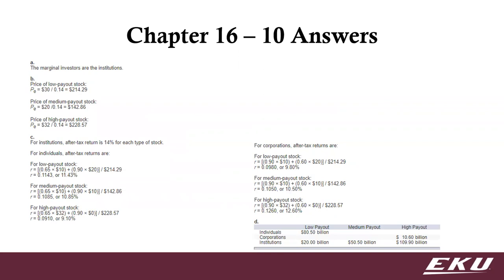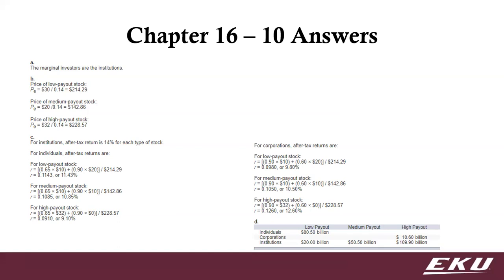So the marginal investors are the institutions, and the institutions don't pay tax, right? They just said that in the previous problem. So the price of the low payout, it will be the $30 divided by 14. The medium is 20 divided by 14, and the high is 32 divided by 14. Because you're looking at the total payout. And then for institutions, the after-tax return is 14% for each type of stock because that's what they're required, right?